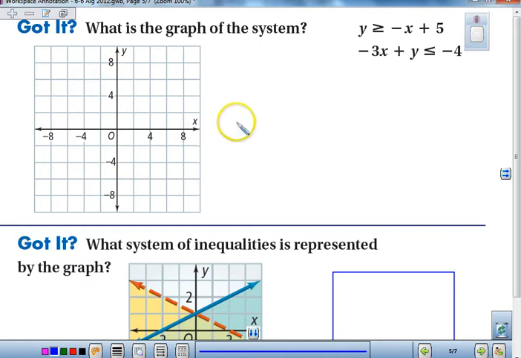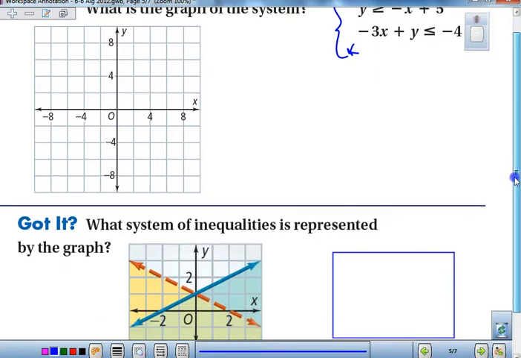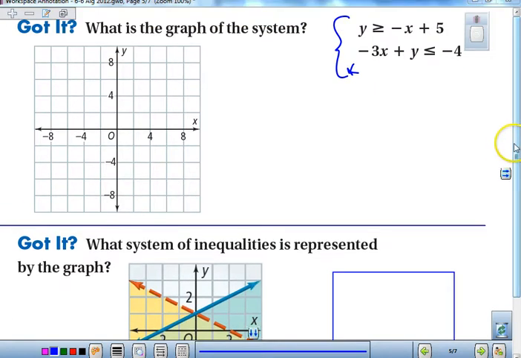It is now your turn to try it. I would like you to graph this system. We're going to check it tomorrow in class. So make sure you rewrite the second equation in slope-intercept form. Think about the type of lines. Should it be solid or dashed? And make sure you are shading.